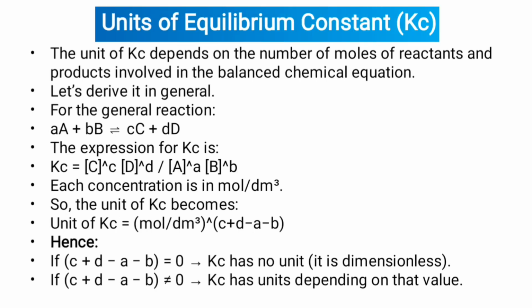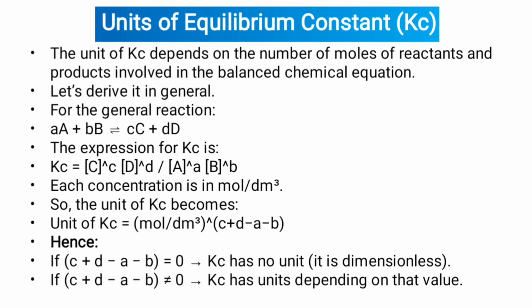Now, units of equilibrium constant Kc. Dear student, the unit of Kc depends on the number of moles of reactants and products involved in the balanced chemical equation. Let's do it in general. For the general reaction, a moles of A plus b moles of B gives c moles of C plus d moles of D, the expression for Kc is equal to concentration of C to the power c, concentration of D to the power d, divided by concentration of A to the power a, concentration of B to the power b. My dear student, each concentration is in moles per decimeter cube.